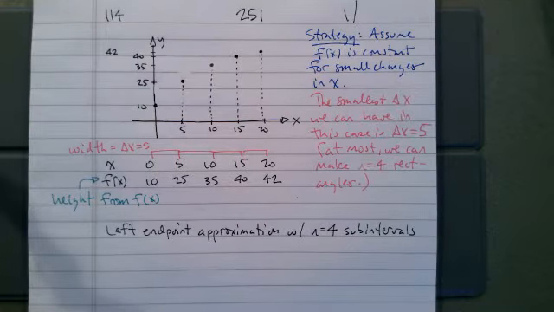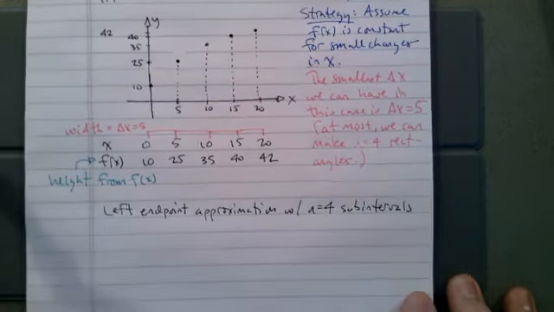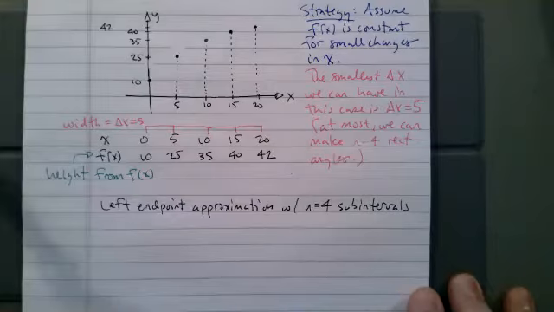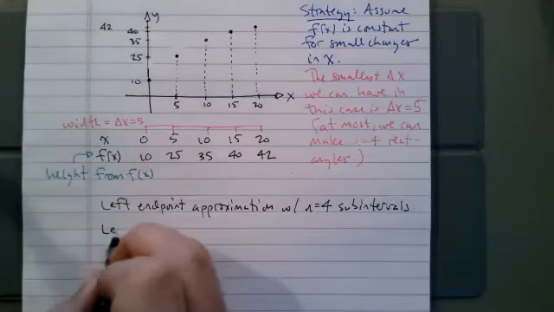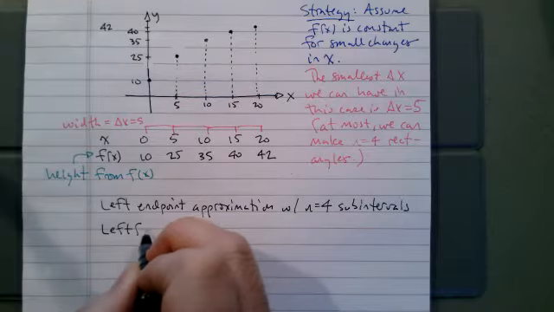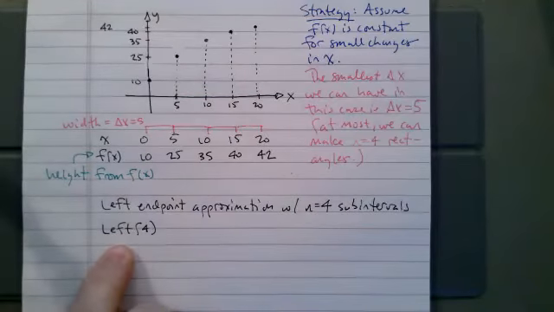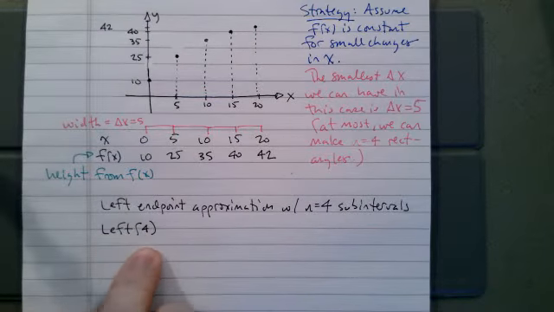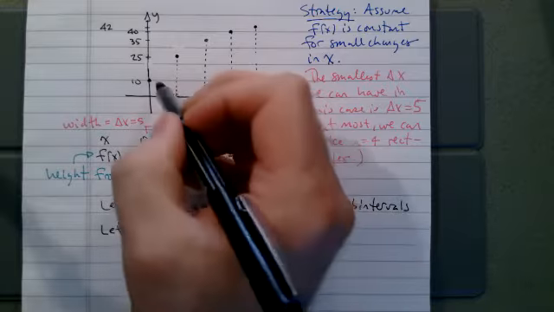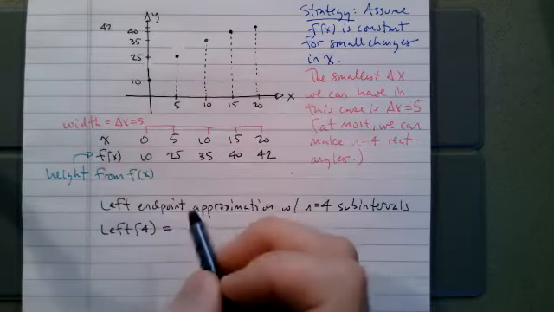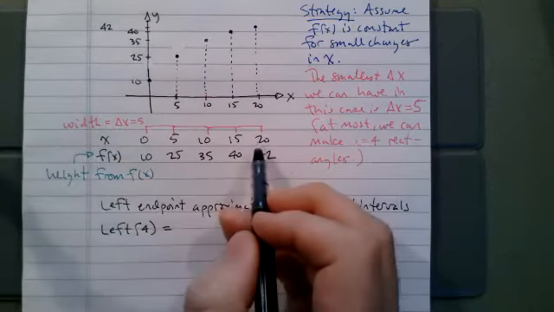So first let's start with the left endpoint approximation with 4 subintervals. We're going to have notation for this. We're going to abbreviate this by saying left and then in parentheses 4. Left endpoint approximation with 4 subintervals. So our delta x is 5. And our height is going to be the left endpoint of each of these 4 rectangles.